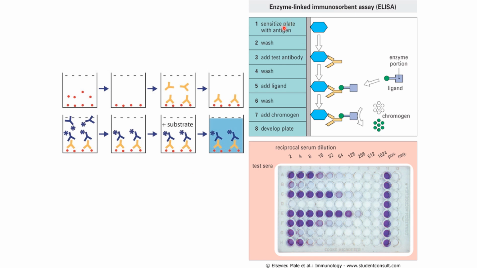Initially the plate is sensitized by the antigen, it's washed and the test antibody is added. Then another wash, the ligand is added with the enzyme, and finally the fluorescent is added. And if there is a reaction between the antibody and antigen and the fluorescence is released, then you will see the color. So this plate has antigen, right?